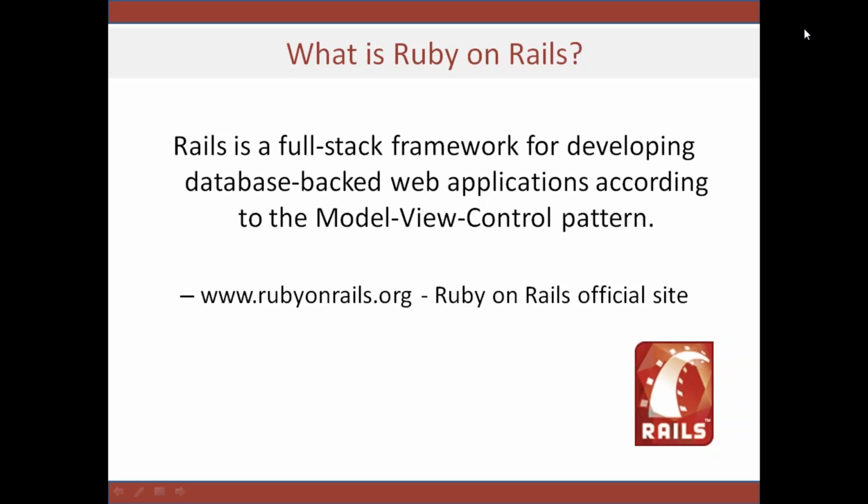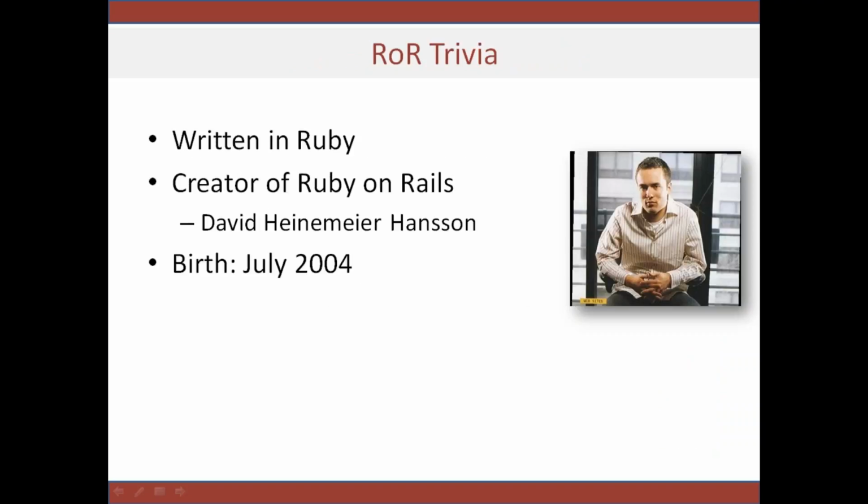Model means the backend database you are using to save the data. View means the HTML files you are seeing in your browser, and controller is the middleman where you are going to write your business logic. So this is just an introduction about Ruby on Rails.